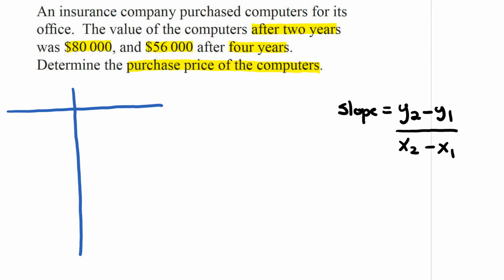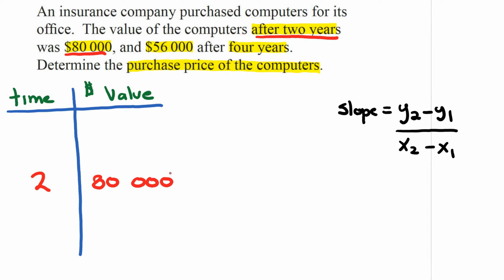As mentioned, you can start off a lot of these problems by creating a table of values. My table is already set up here. Let's label the x-axis as time in years, and the y-axis as value, a dollar value of what the computers are worth. After 2 years, the computers are worth $80,000, so let's input those numbers into the table. After 4 years, the computers were worth $56,000.